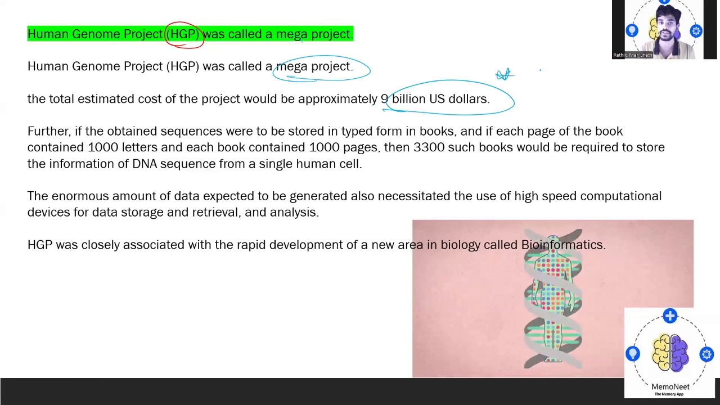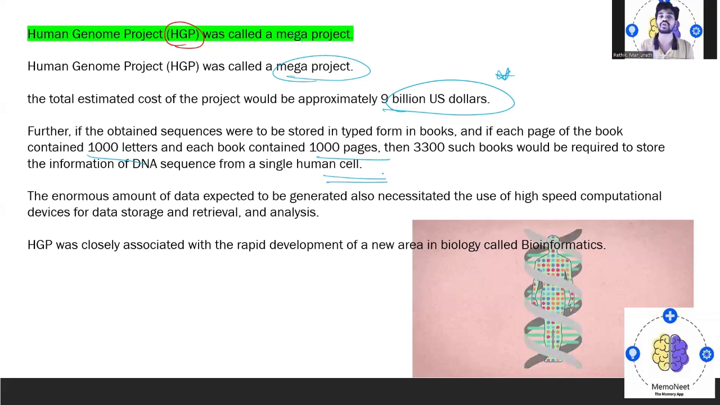Further, the sequence obtained had to be stored in a book form, and each page of the book contains around 1,000 letters, and each book contains 1,000 pages. Then 3,300 such books were required to store the information of the DNA sequence from a single human cell. You're getting it? So it is an estimation of how complicated storing the DNA sequence information could be. That means enormous information is there. That is what they are trying to say: if you take a single human cell and start sequencing it, you require 3,300 such books, each having 1,000 pages, and on each page 1,000 letters of information will be stored. That much a human genome will be. That is what they're trying to convey here.